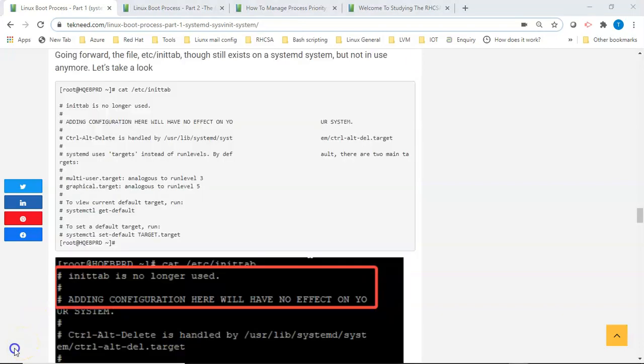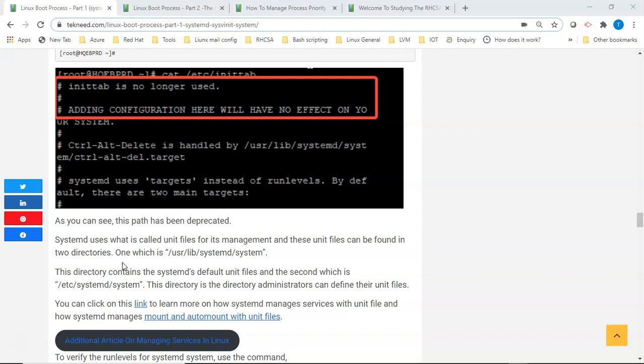In the next video, we'll look at how systemd works and how we can change to different modes.